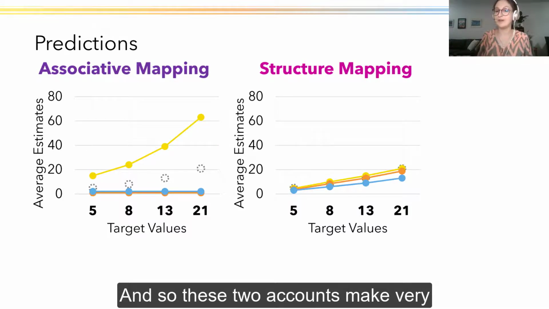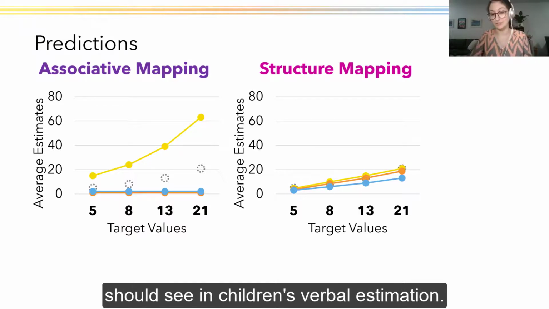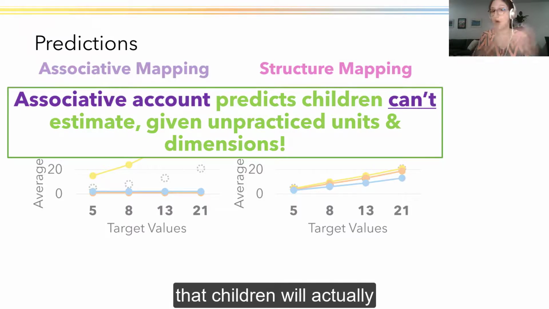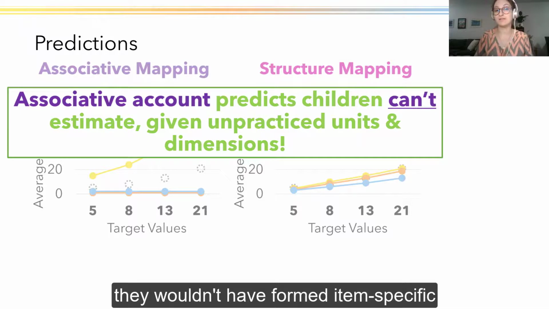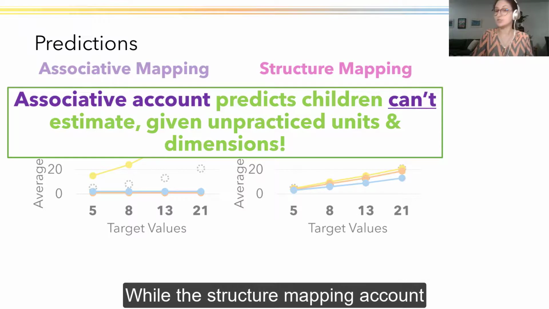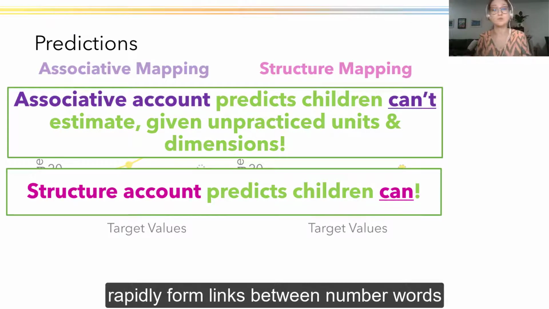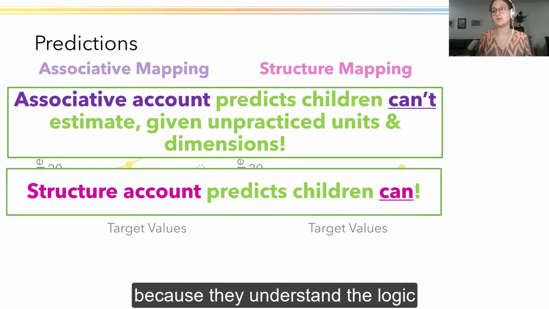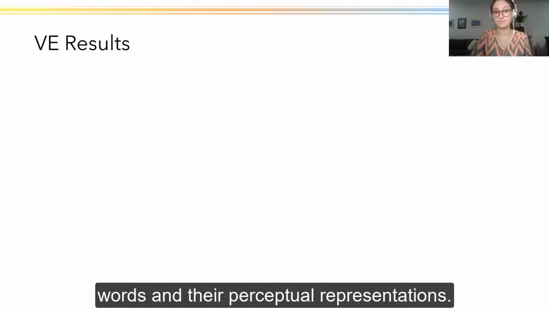And so these two accounts make very different predictions about what we should see in children's verbal estimation. The associative mapping account predicts that children will actually not be able to do this task, given that they wouldn't have formed item-specific links for these unfamiliar units and dimensions. While the structure mapping account predicts that children will be able to rapidly form links between number words and novel units and dimensions because they understand the logic underlying the interface between number words and their perceptual representations.